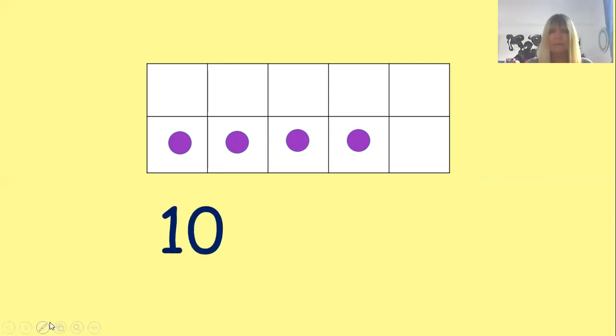So we're going to start with the big number, the 10. We're going to use our subtraction sign, and we're going to take away 4 purple dots. And that leaves us with how many white empty squares? 6. 10 subtract 4 equals 6.